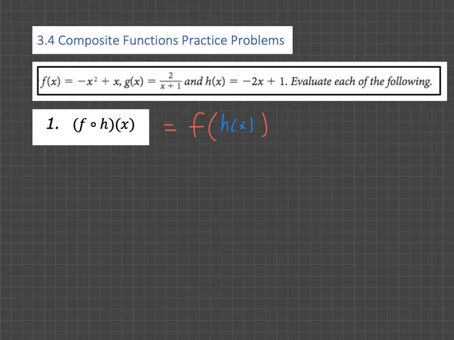So we are going to put into the function f, wherever there's an x, we're going to plug in h. And so we're going to plug in negative 2x plus 1. So we have a negative x squared. So there's a negative and then x squared. So I'm just going to put a parenthesis there where that x would be. And then it's plus x. So I'm going to put in another parenthesis. Now, what we put in there is what h is, and h is negative 2x plus 1.